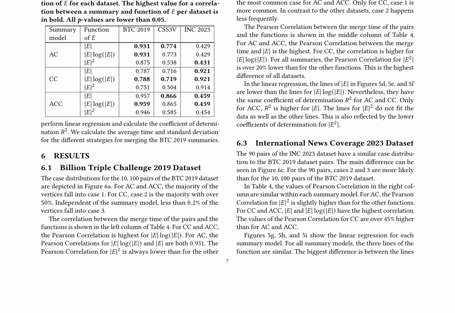For the INC 2023 dataset, the case distributions are similar to those of the BTC 2019 dataset, but with a higher likelihood of cases 2 and 3. The Pearson correlation between merge time and functions indicates that E squared has the highest correlation for AC, while E and E log E have the highest correlation for CC and ACC. The linear regression results show similar lines for the 3 functions, with the biggest difference between the lines for CC.